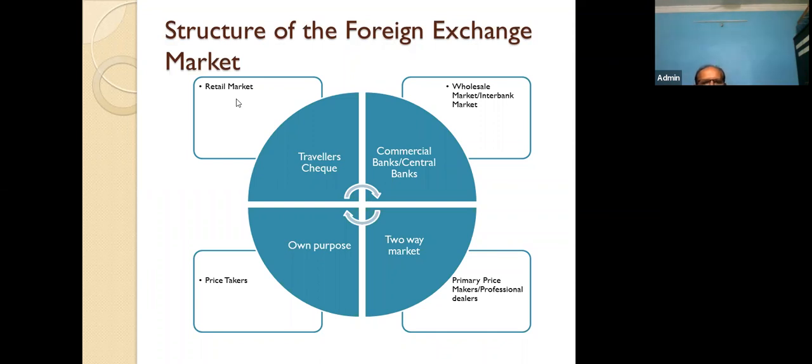So if you are asked a theory question, discuss the structure of the foreign exchange market, please remember this particular slide, and whatever we are discussing, you will have to mention in your answer. And if possible, take a screenshot of this PPT.